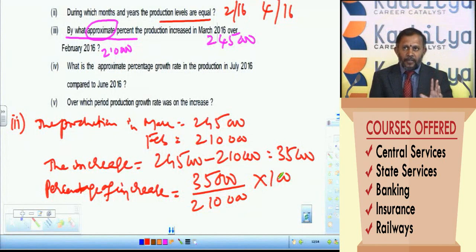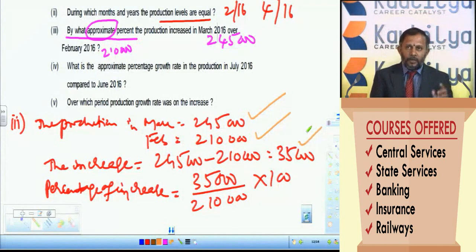So you have to make a comparison with respect to February and March. And the question is by what percentage the production in the month of March is increased when compared to February. In the month of March, that is 2,45,000, and in the previous month February, 2,10,000. The increase is 35,000. So you have to give the increase in terms of percentage. 35,000 is what percent of 2,10,000. Here 3 zeros get cancelled.